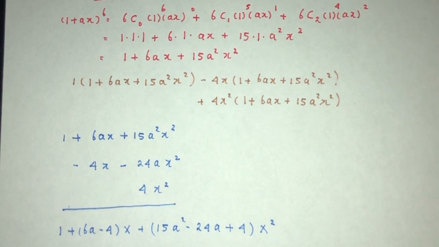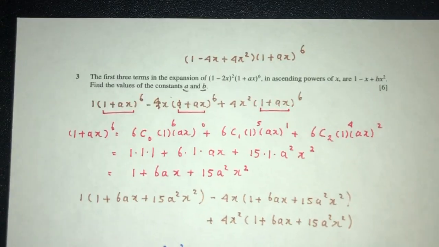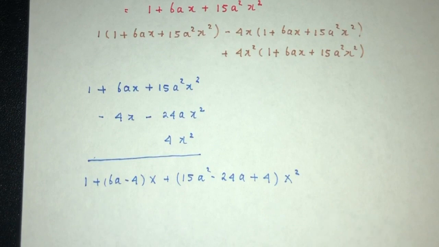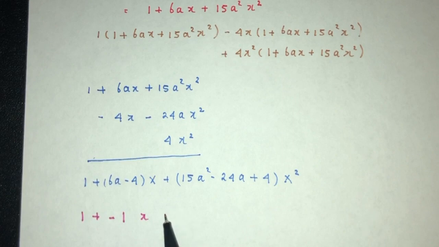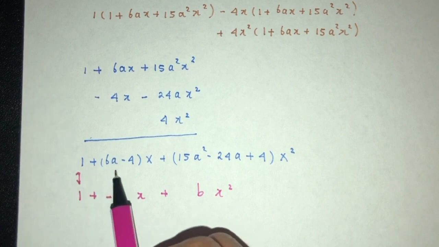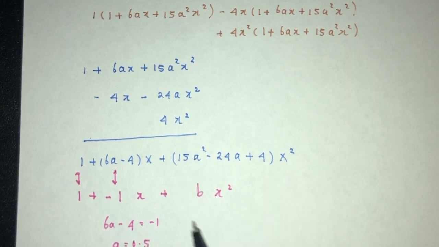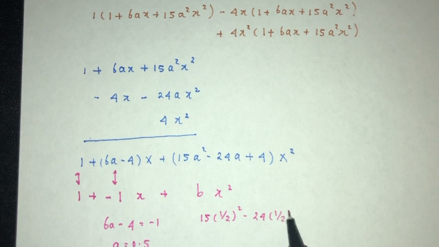Now we can definitely compare the coefficients. For example, if you were to expand this, you will have those three terms, which is supposed to be 1, supposed to be minus 1x, and then plus bx squared. So by comparison, we know 6a minus 4 should be minus 1. So a should be what? Minus 1 plus 4 should be 3, and 3 divided by 6 should be 0.5. A should be half. Now replace here: 15 times half squared minus 24 times half plus 4 should be b.